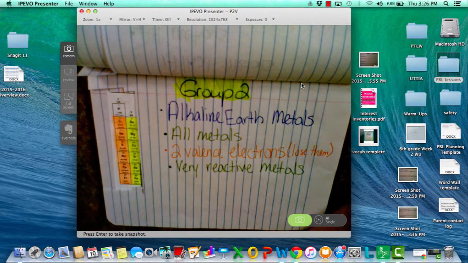But notice, they are not the most reactive. As we get farther away from being happy, our reactivity is going to decrease. The closer we get to being happy, it's going to increase. All right, so that's group 2. Alkaline earth metals all have 2 valence electrons, and they are very reactive metals.